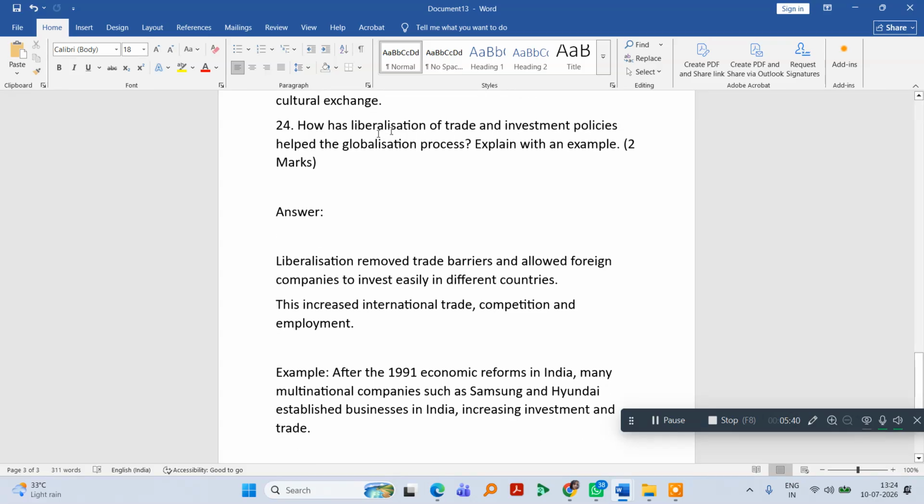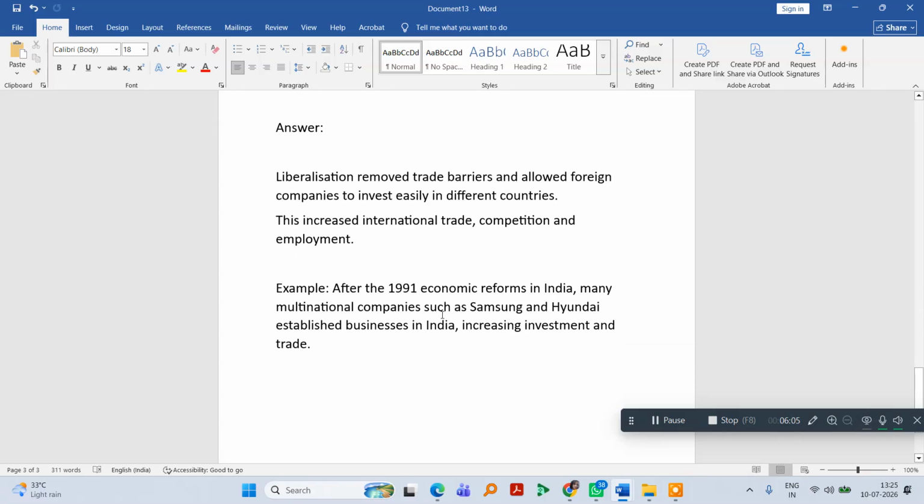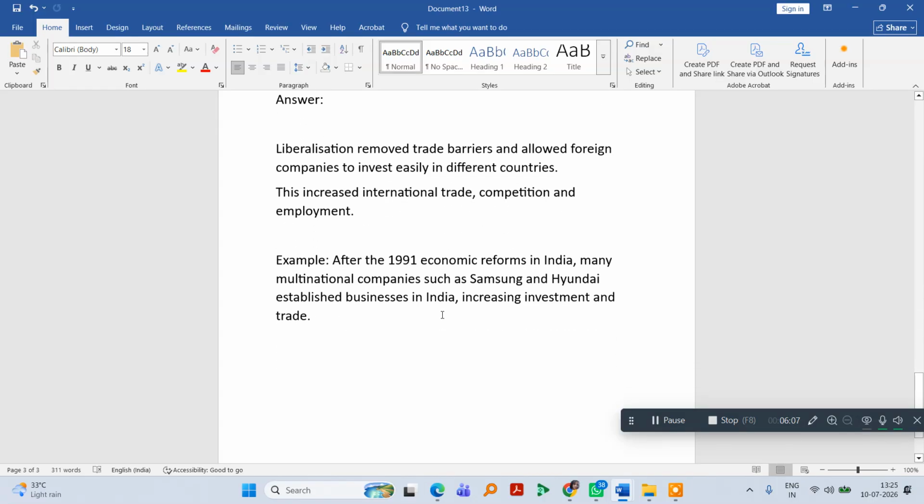So this is the 24th question. How has liberalization of trade and investment policies helped the globalization process? Explain with an example. The liberalization removed trade barriers and allowed foreign companies to invest easily in different countries. This increased international trade, competition and employment. After the 1991 economic reforms in our country, many multinational companies such as Samsung and Hyundai established in India, increasing investment and trade.